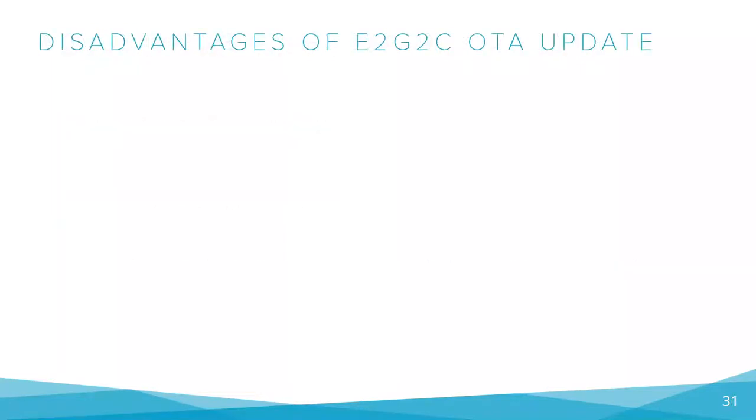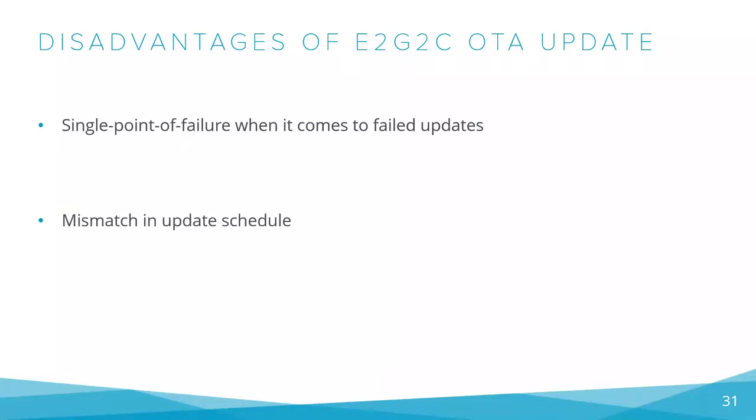The disadvantage is similar to G2C, which we saw earlier. E2G2C also has the same single point of failure when it comes to a failed update. In this case, the nodes may or may not have the ability to let the gateway know the update status in the event of a corrupted update. So thereby this can lead to a mismatch in the update schedule.